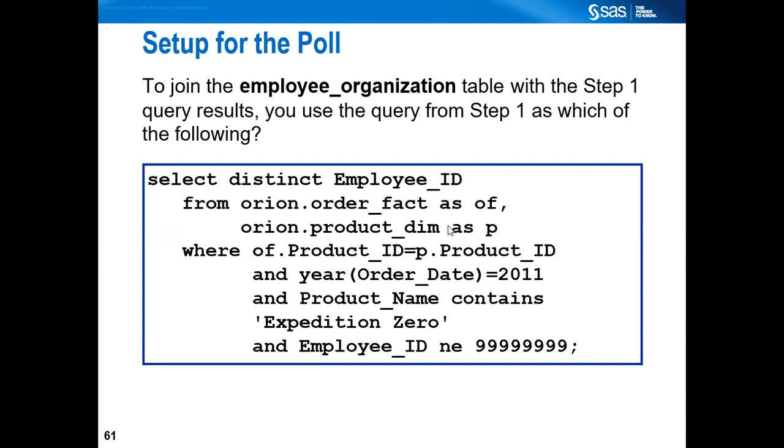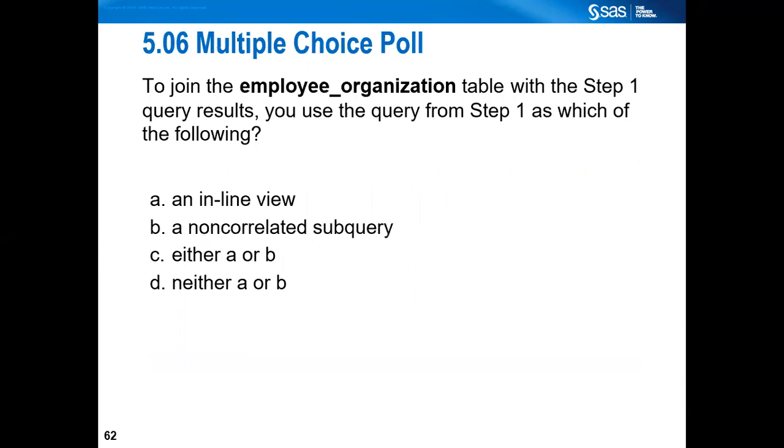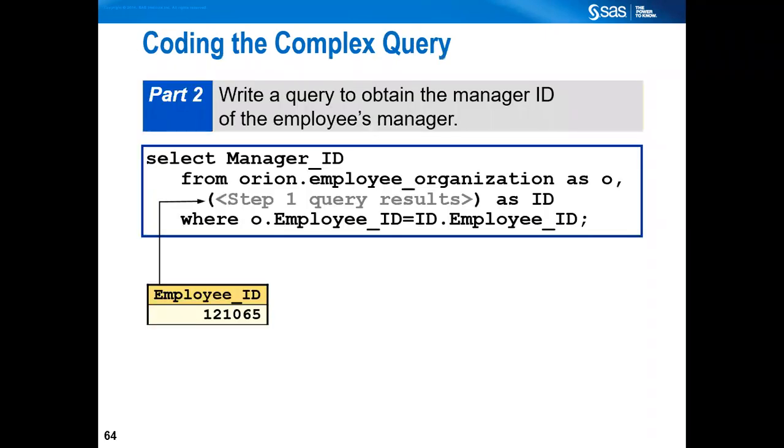So to join the employee organization table with the step 1 query results, you use the query from step 1 as which of the following? You can use it either as an inline view or a non-correlated subquery, either A or B or neither. So you can use it either A or B. All fine? So this is what it's done.